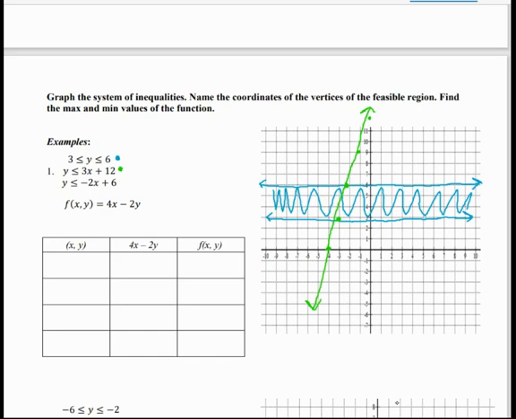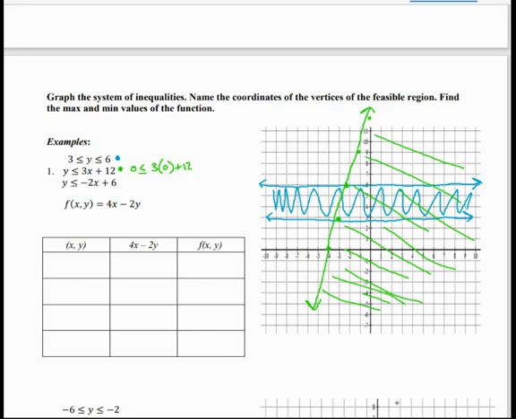And we're saying we're less than. So we can put a test point of 0 in, and this would be saying is 0 less than or equal to 3 times 0 plus 12? Is 0 less than or equal to 12? Yes. So we're going to shade everything to the bottom right.